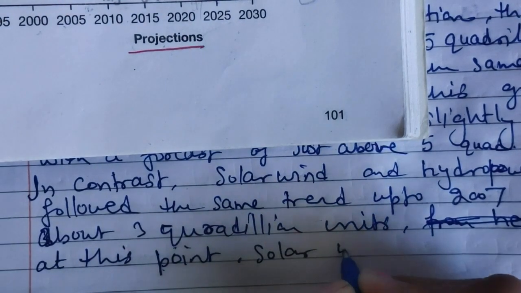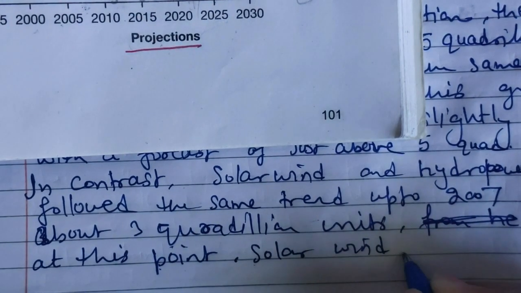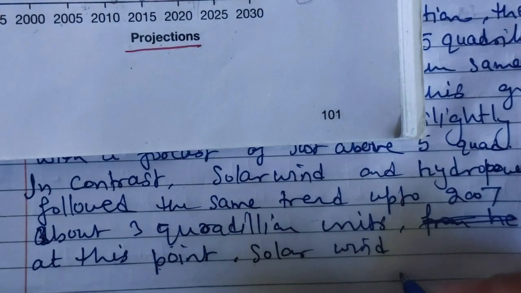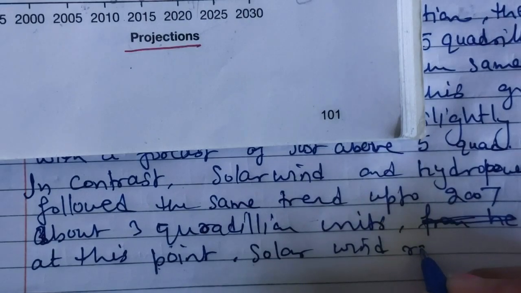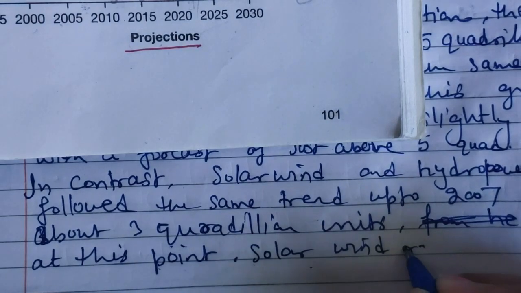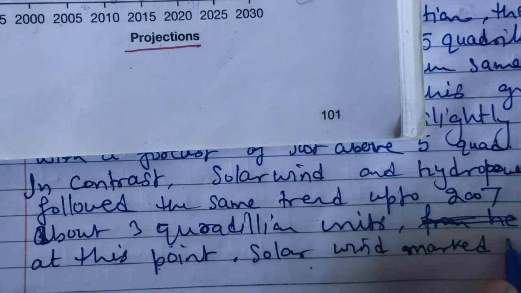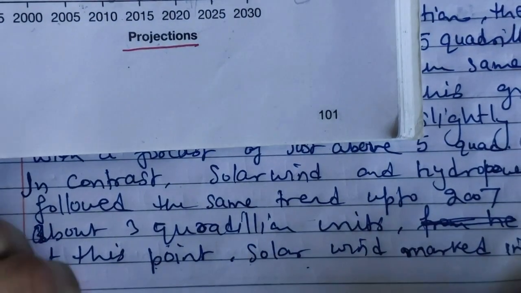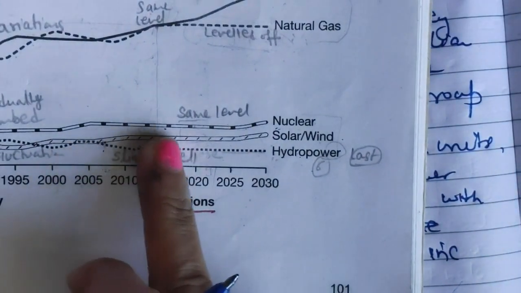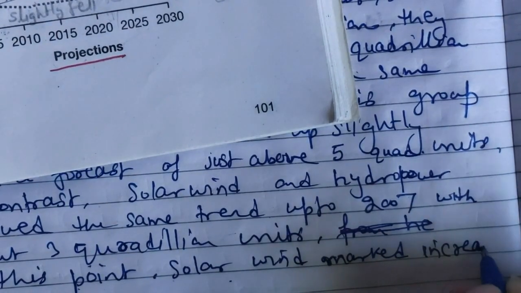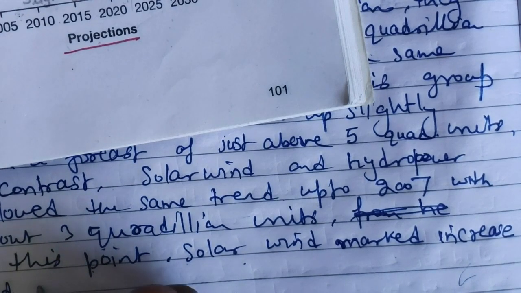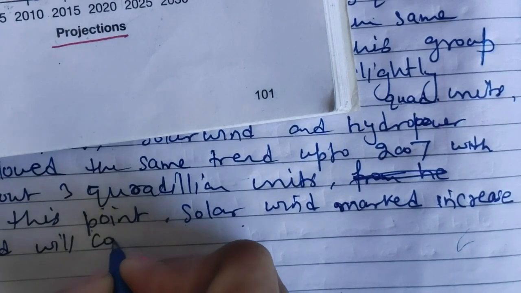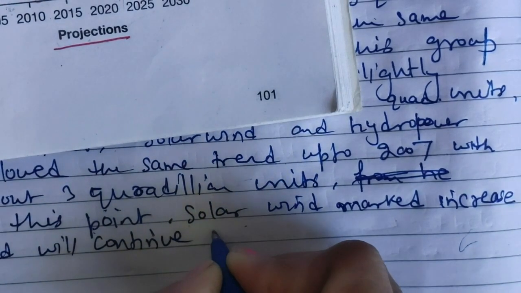solar, wind went up. For went up, what can we write? With a rapid... no, not exactly, it is not rapid. So solar, wind marked, you can write marked increase. From here it increased, so marked increase. Okay, and will continue to rise.